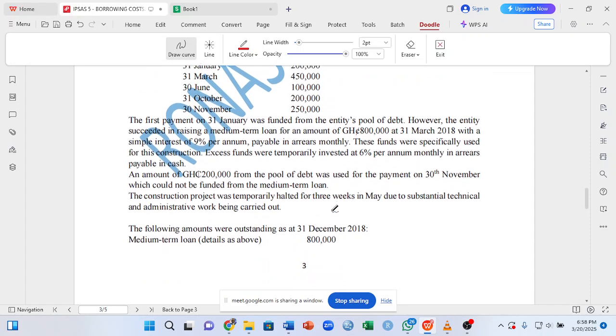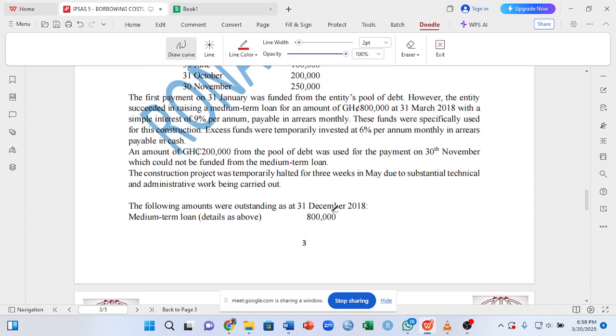The first payment on 31st January was funded from the entity's pool of debt. However, the entity succeeded in raising a medium-term loan of 800,000 on 31st March 2018 with a simple interest of 9% per annum, payable in arrears monthly. These funds were specifically used for this construction. Excess funds were temporarily invested at 6% per annum, monthly in arrears, payable in cash. An amount of 200,000 from the pool of debt was used for the payment on 30th November, which could not be funded from the medium term loan.